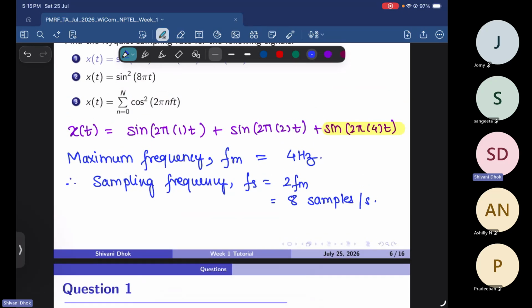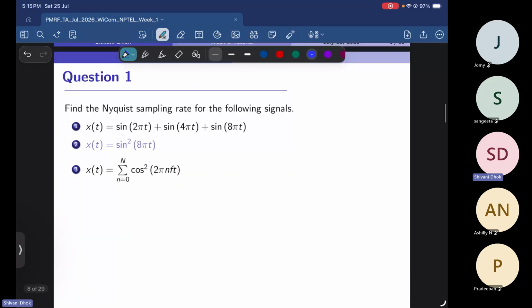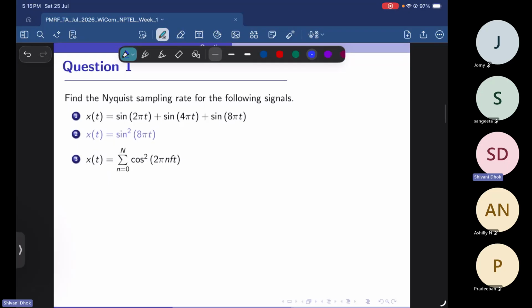Okay, is it clear? This is a very basic thing from signals and systems, but still it's good to revise a few concepts before we dig into wireless systems. Okay, let's move on to the second part of this question then.